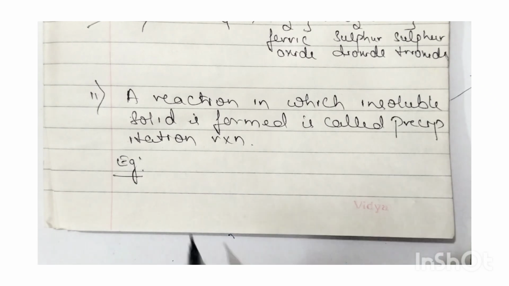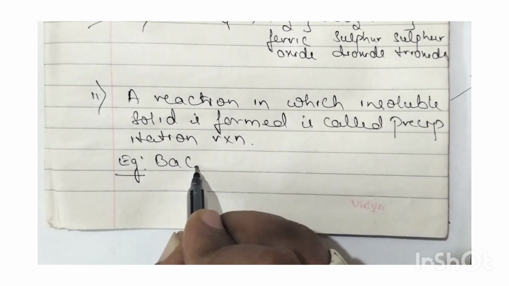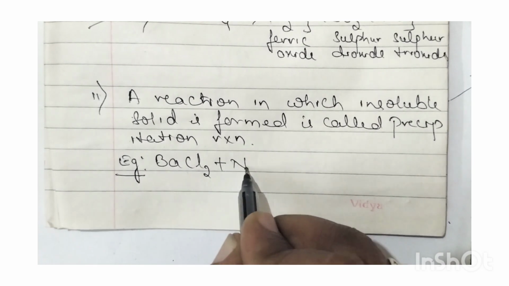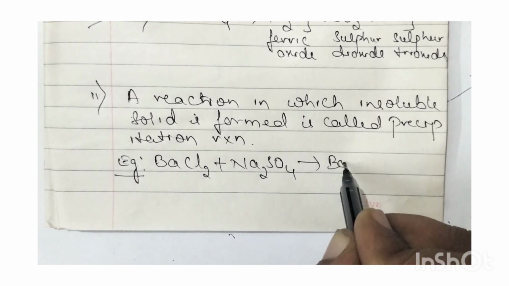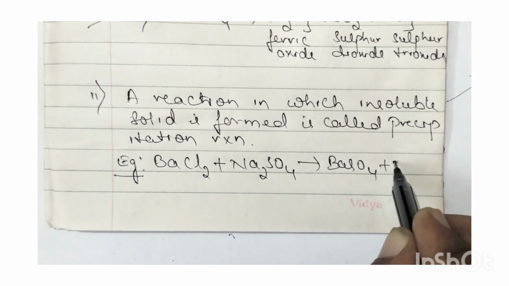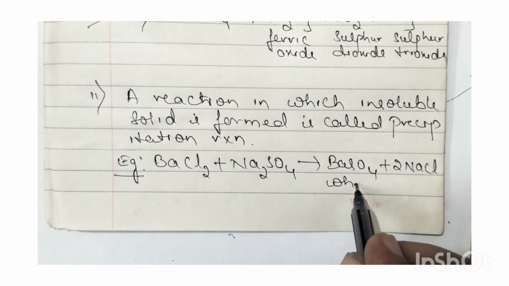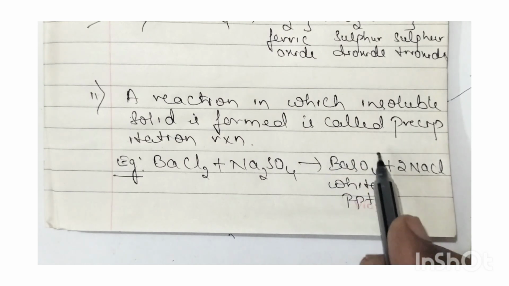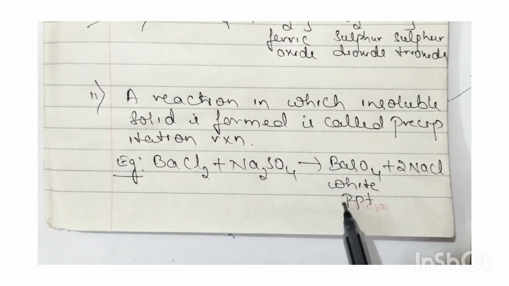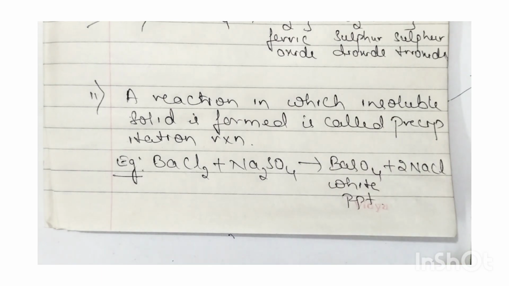So let us take a precipitation reaction. Barium chloride reacts with sodium sulfate, it forms barium sulfate. It is a balanced equation, plus sodium chloride. This barium sulfate is the precipitate, and this is a white precipitate. So this is insoluble solid, and this insoluble solid is white PPT. Since precipitate is formed, since insoluble solid is formed, it is called precipitation reaction.